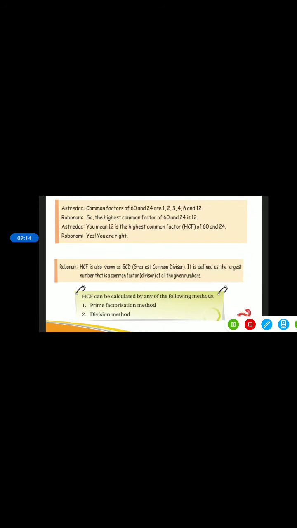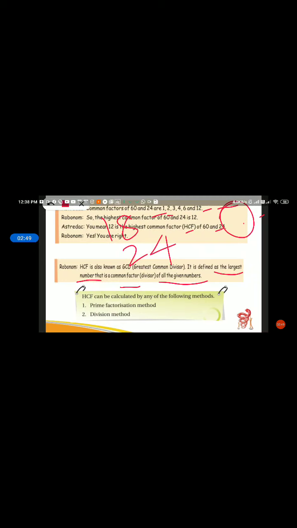Now we will deal with the HCF. HCF is nothing but highest common factor. It is also known as GCD. What is the other name of HCF? If they ask, you need to write it as GCD, that is greatest common divisor. It is defined as the largest number that is a common factor of all the given numbers, the largest number that is a common factor of all the given integers. Now if there are 18 and 24, you find all the factors, and whichever is the highest common factor, that is nothing but HCF.